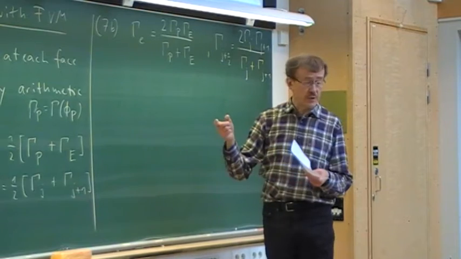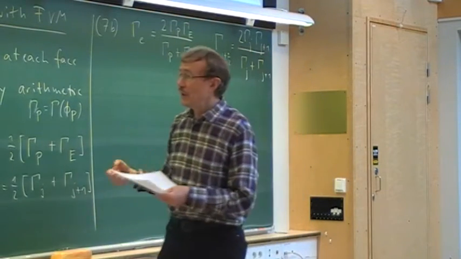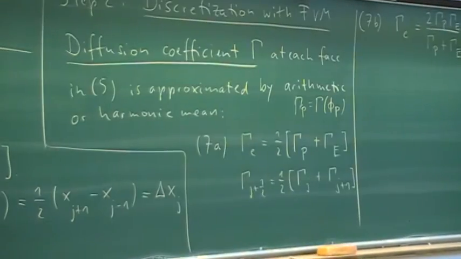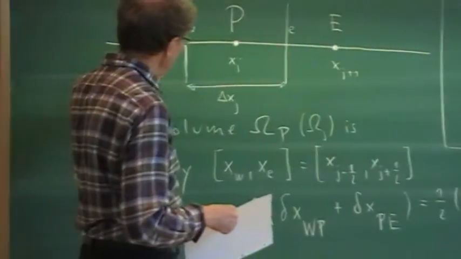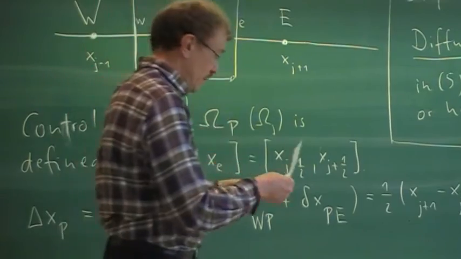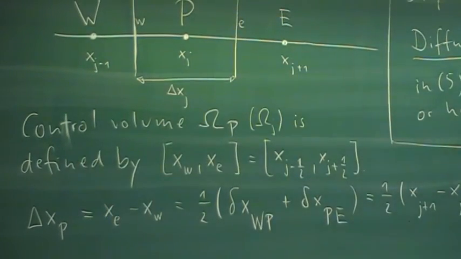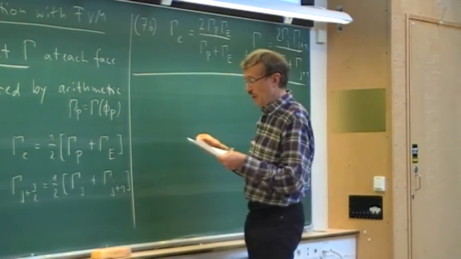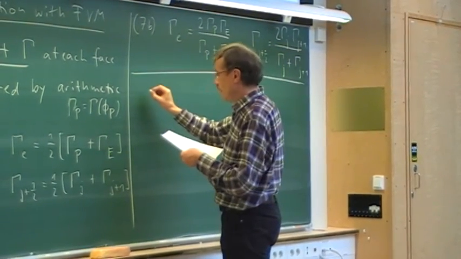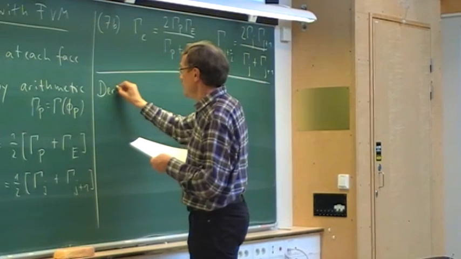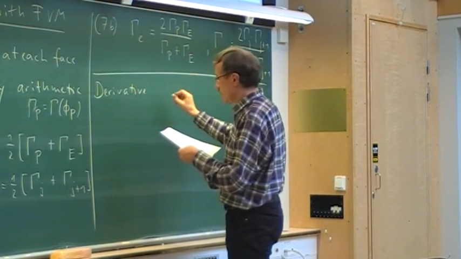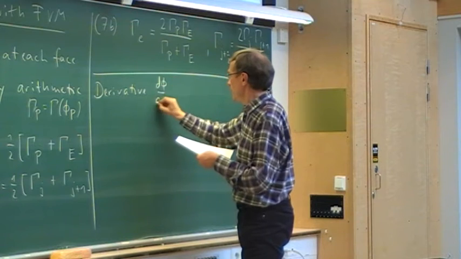In the same way for the W. For the W, the average is done, for example, for the arithmetic mean between the value of gamma in W and T. But we know that. So that is regarding the diffusion coefficient, and the derivative that we need to approximate at each phase is the d phi dx.